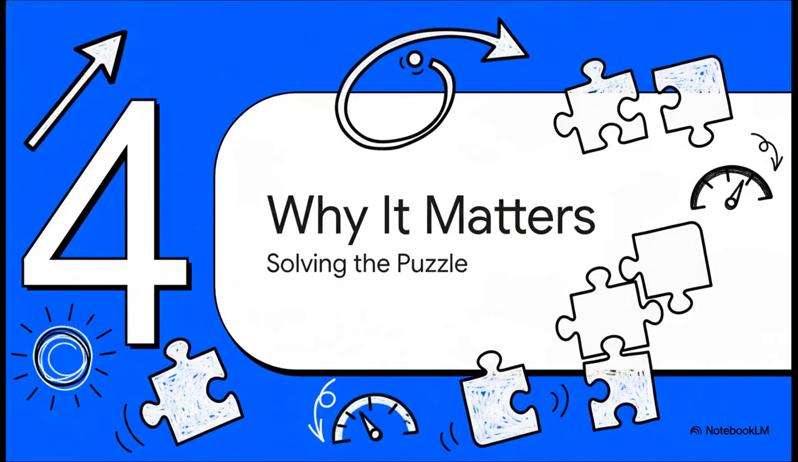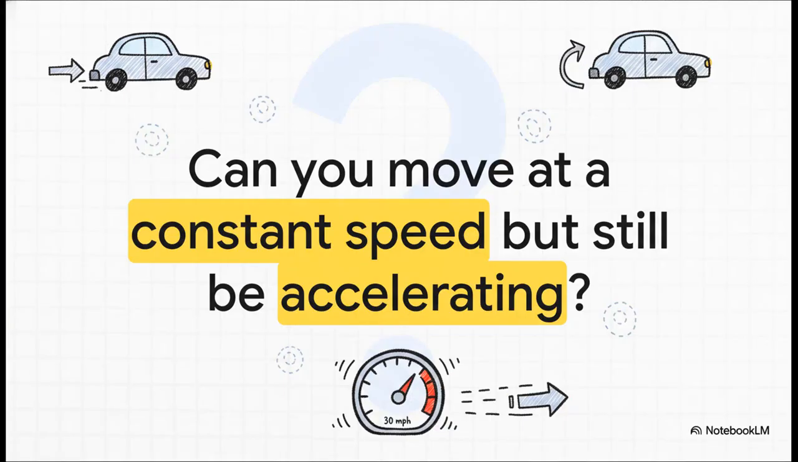All right, time to put all the pieces together. We've talked about scalars, vectors, speed, and velocity. Now, let's finally solve that puzzle we started with. So, here we are, back at the beginning. Can you move at a constant speed but still be accelerating? I bet it seems a lot less strange now, doesn't it? Could your speedometer be locked at a steady 30 miles per hour while you are, scientifically speaking, accelerating?